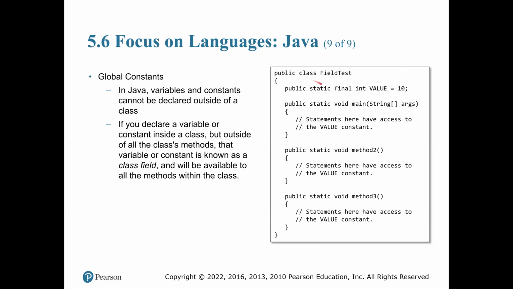This is the definition of a global constant. Notice that we have public static void defined here. We've declared a constant outside of the main method. This is inside the class, meaning it's between the open and closed block of the class definition, but it's not within a method. So we see that it's outside the main, outside method 2, method 3. This is the definition of a global constant: public static final, type int, name is value, and it's a 10. This variable value can be used in any method inside this class.